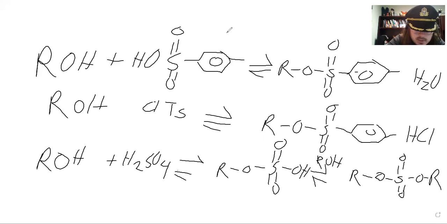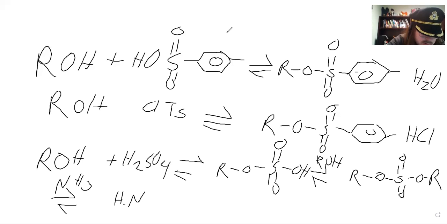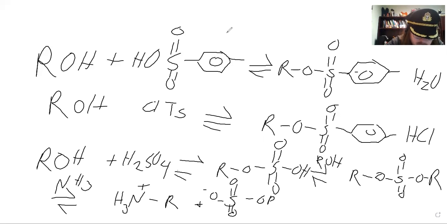So in this case, if I added ammonia, NH3, I could form an ammonium alkane, because sulfate is such a darn good leaving group, which is why the tosyl group is so useful. You could also do the same thing with nitrates. So nitric acid, for example, you could use that to form a nitro group.